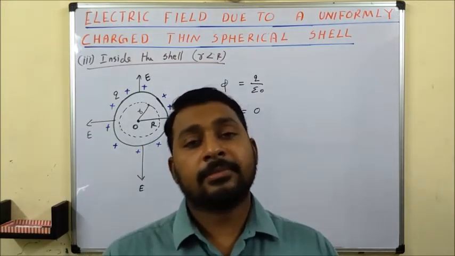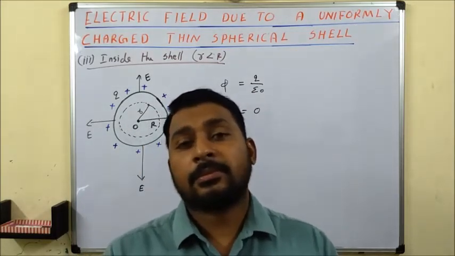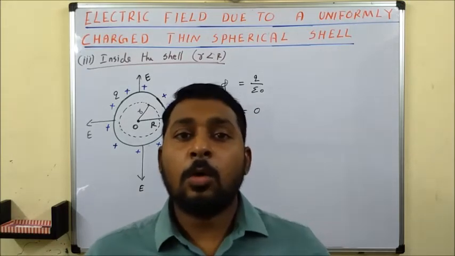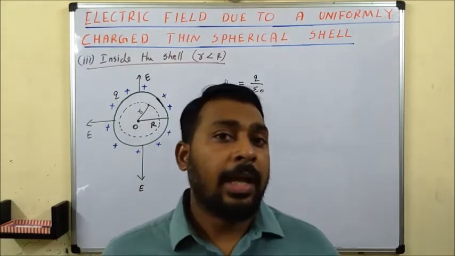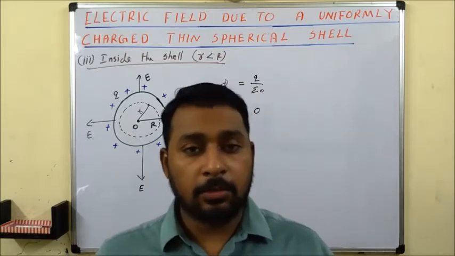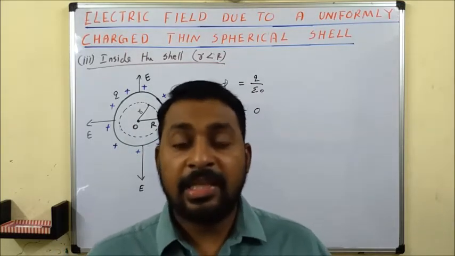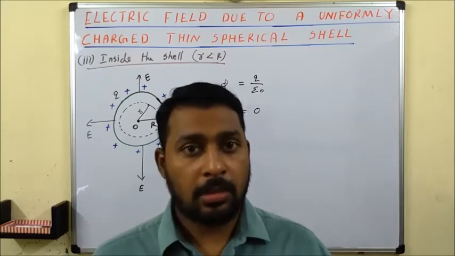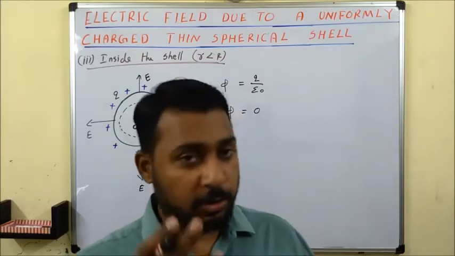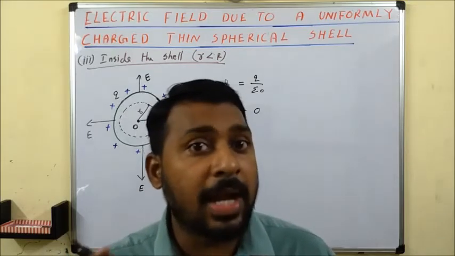What is the reason? What must be the reason? Let us recall Gauss's theorem. The flux is equal to 1 by epsilon naught times the net charge enclosed by the Gaussian surface. I repeat, enclosed by the Gaussian surface.